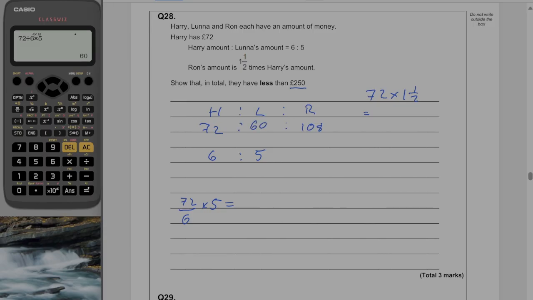So that's their totals. We now need to add them up. So I should have put 72 there. So final step then, 72 plus 60 plus 108. So they have a total of 60 plus 72 plus 108, which gives us 240. So that's their total of money, which is less than 250. There we go.